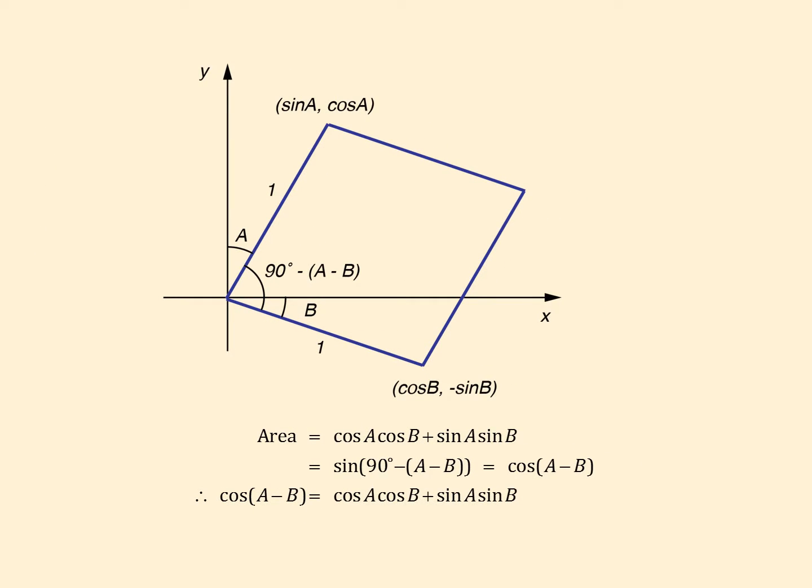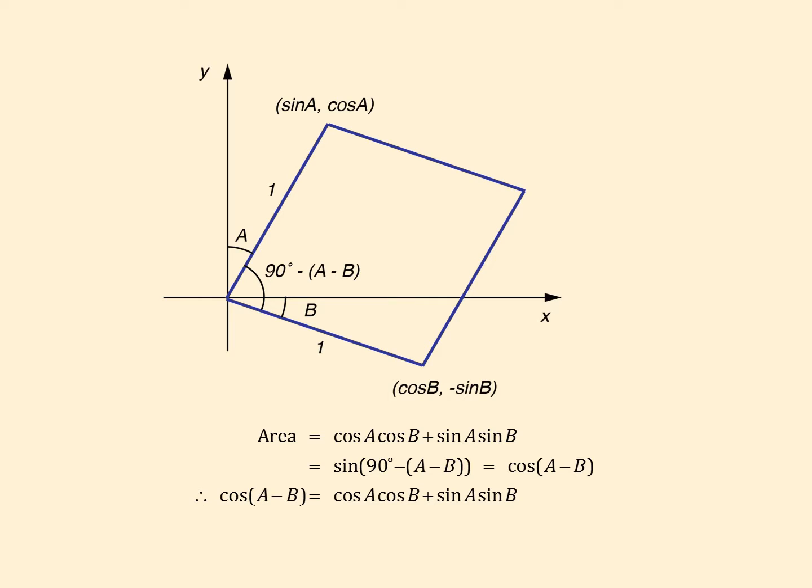And this diagram gives us a way of finding the formula for cos of A minus B. So one of the corners of the parallelogram lies at cos B, minus sine B, and the other corner at sine A, cos A. And the angle inside the parallelogram is 90 degrees take away angle A and then add angle B. And so it is 90 minus A minus B. So the area is cos A cos B plus sine A sine B, and that's equal to the sine of 90 minus A minus B, which is the same as cos of A minus B. And hence we land up with the formula as shown.